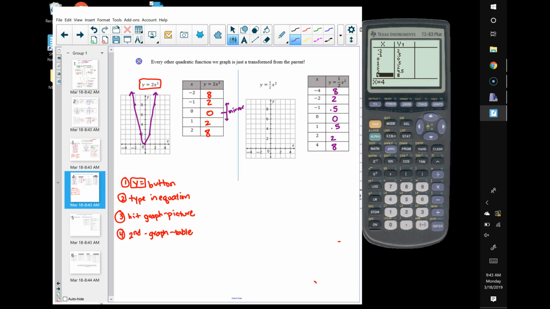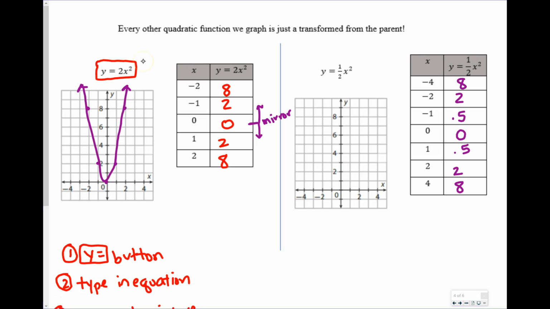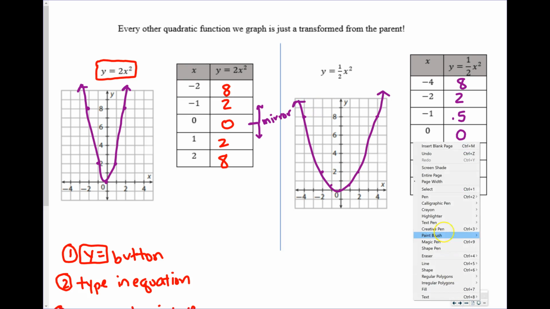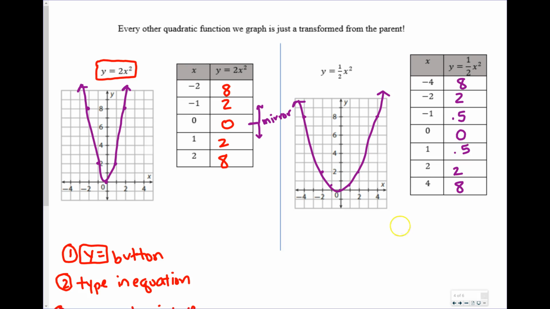So now I just have to plot these points here. So -4, 8. -2, 2, -1, 0.5, 0, 0, 1, 0.5, 2, 2, and 4, 8. Okay, now there's something to notice between these two graphs. This one right here, this one is wider than the parent.